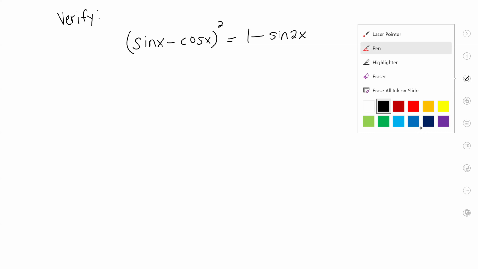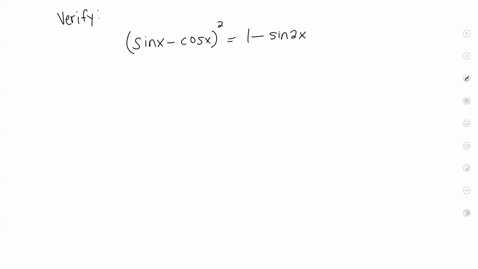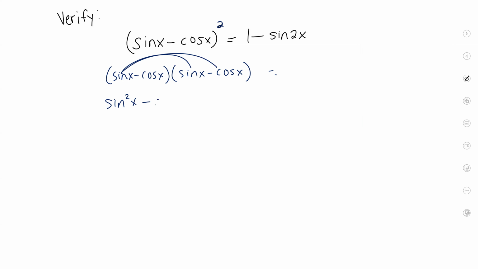Okay, so verifying this one. Since this is a squared, you're going to write it 2 times. Sine x minus cosine times sine minus cosine. And we're just going to FOIL. Sine times sine is sine squared. Sine times cosine is sine cosine. Negative cosine sine is the exact same thing. And then negative cosine times a negative cosine is now positive cosine squared x.